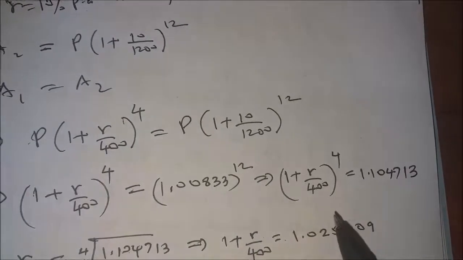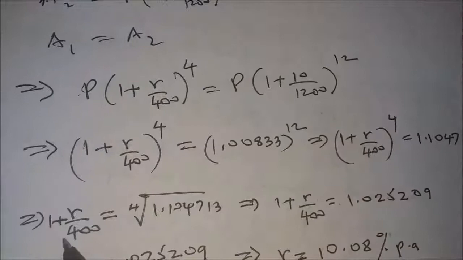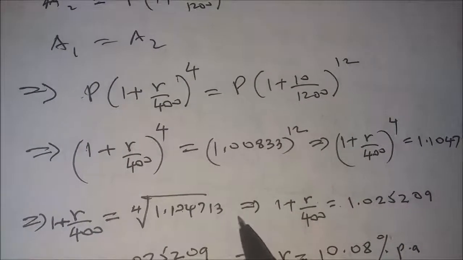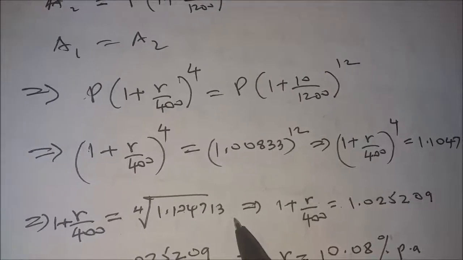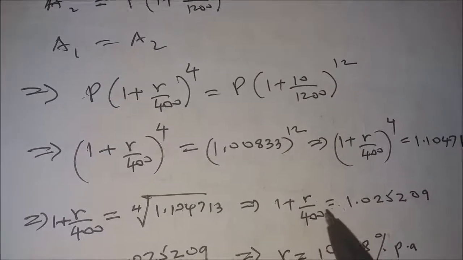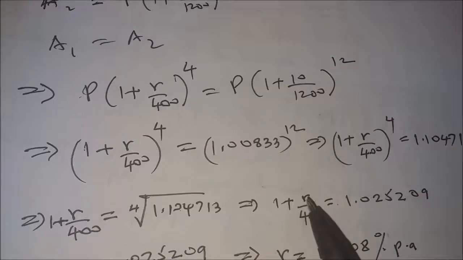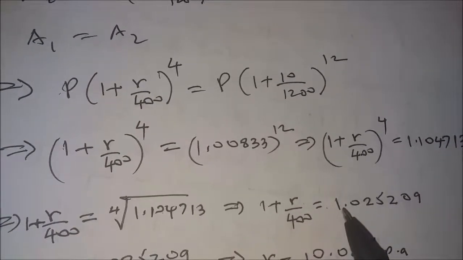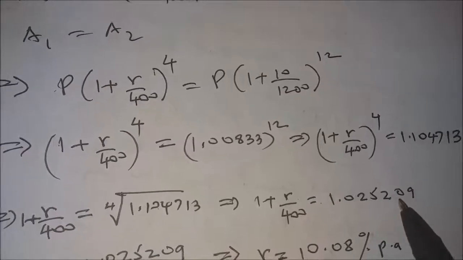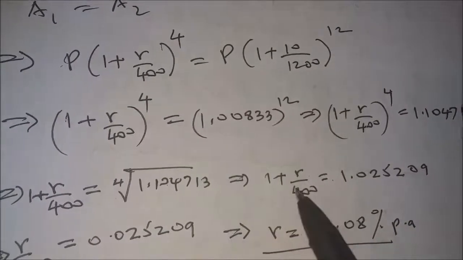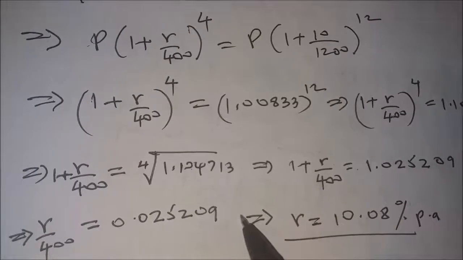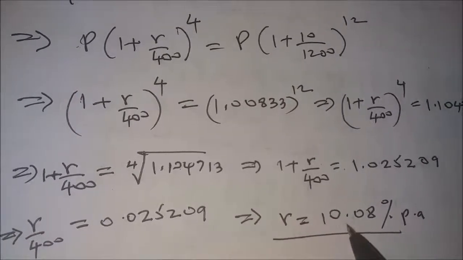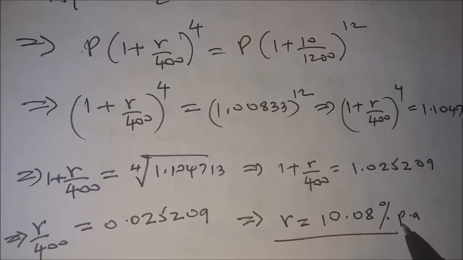We take the fourth root of both sides, and we have this step. Again, use your calculator to get the fourth root of 1.104713, and we have 1 plus R over 400 equals 1.025209. We subtract 1 from both sides, and here we are. We multiply by 400 both sides, and our R turns out to be 10.08% per annum.